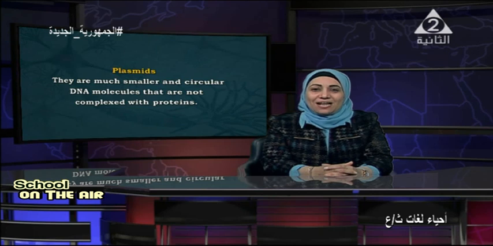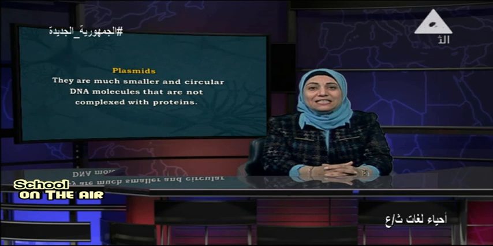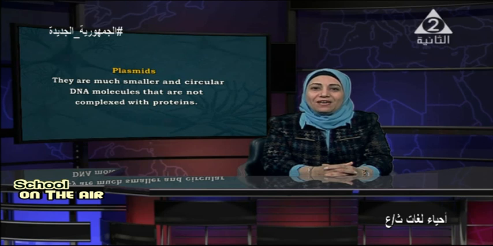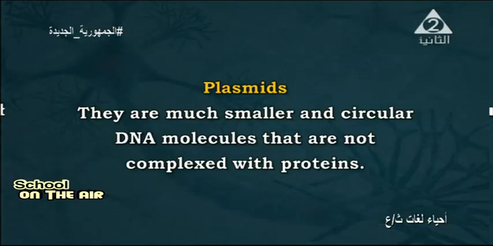And inside the bacterial cell, there are what are named plasmids. A plasmid is the DNA inside the bacterial cell, which consists of ring DNA. Let us see the structure of a plasmid and what is meant by plasmid. Plasmids are much smaller, circular DNA molecules that are not complexed with proteins. This means that the plasmid is a circular DNA, not joined with protein, found in the prokaryotes.